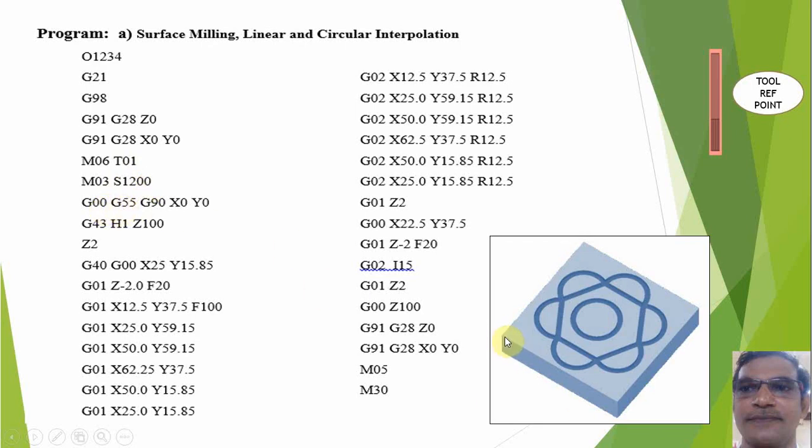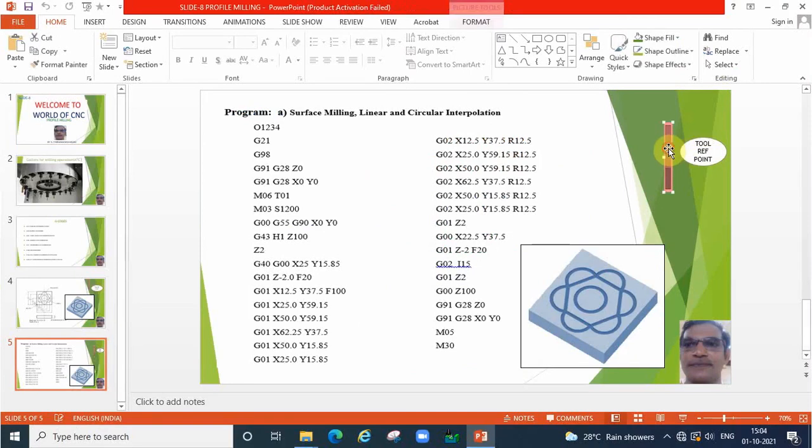So here only we are fixing X0, Y0 at the corner of the workpiece, top of the workpiece. So initially bring the cutter to this point. Now the cutter is here like this. Bring the cutter to X25 and Y15.85. Like this we have to position. Next line.